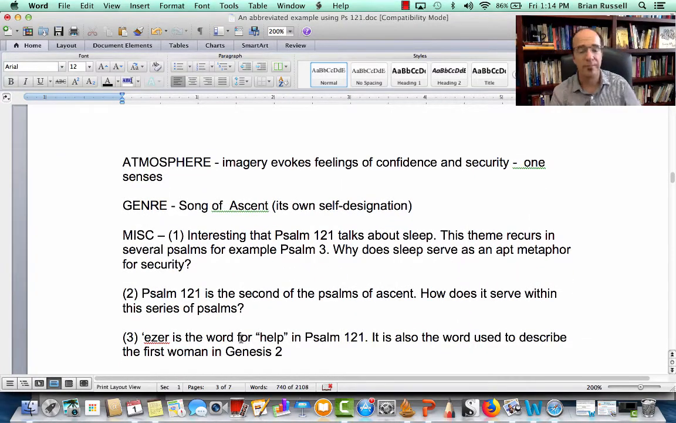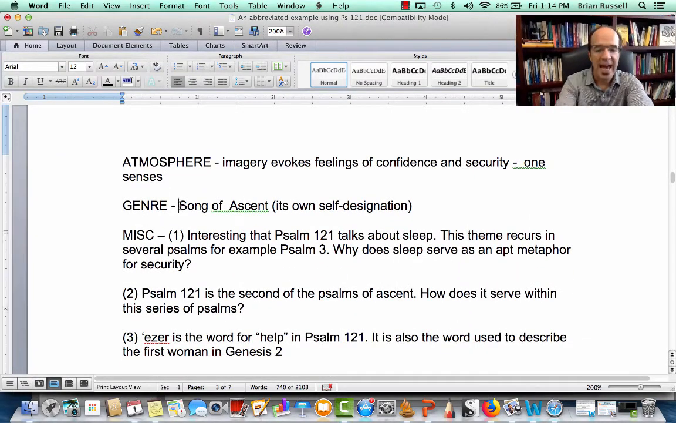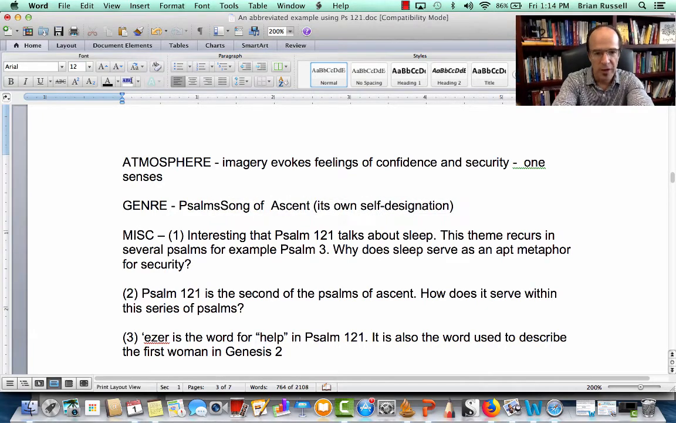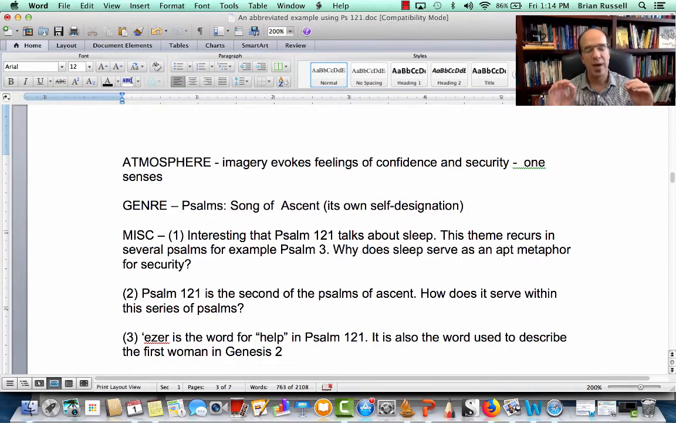I suggest that you make an atmospheric observation, and all you're doing is looking for some adjectives that describe the mood, the feeling, the idea in the psalm. And you might say in Psalm 121 that the imagery evokes feelings of confidence and security.